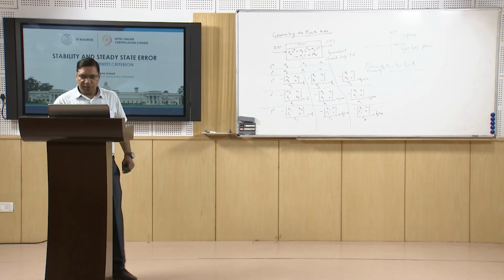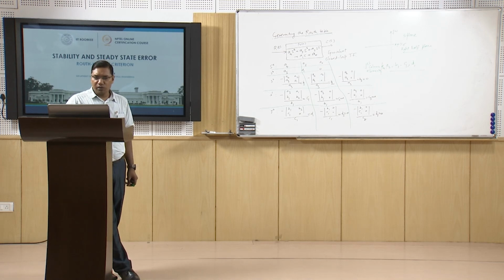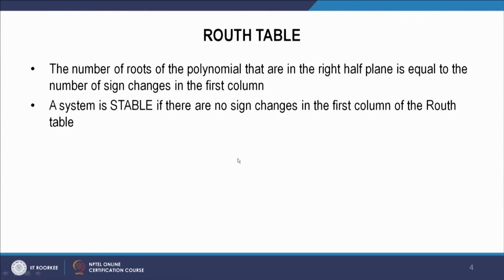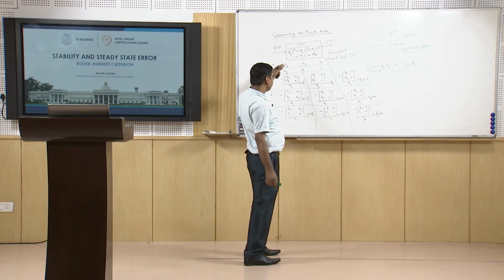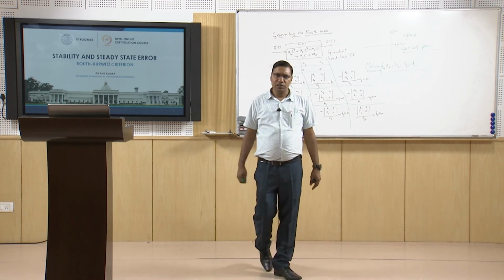So the table is complete when all of the rows are completed down to S0. Now the number of roots of the polynomial that are in the right half plane is equal to the number of sign changes in the first column. So the number of roots or poles in the right half plane is equal to the number of sign changes in the first column, and a system is stable if there are no sign changes in the first column of the Routh table.